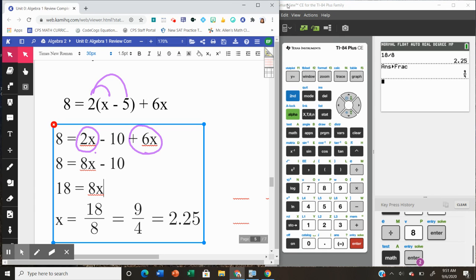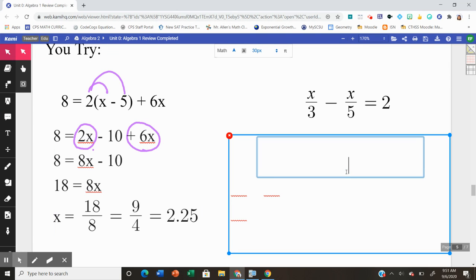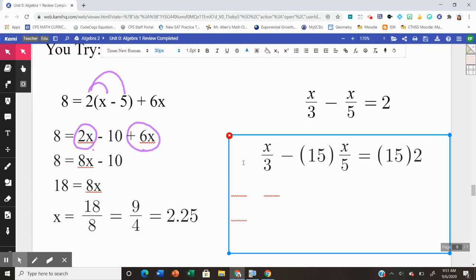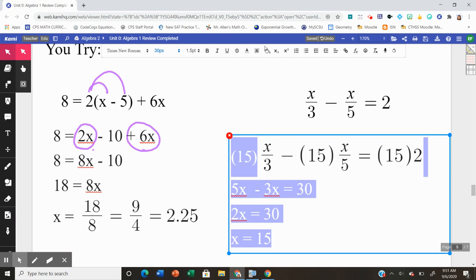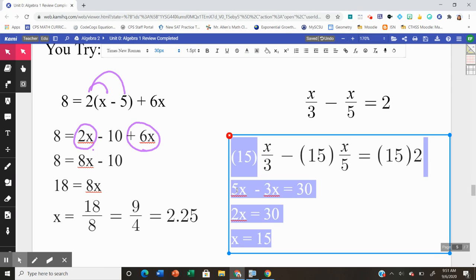If we look back over to our second example now, we see that we have two separate denominators. We have a 3 and we have a 5. So 3 times 5 is going to give us 15. So that is why I'm going to use 15 as my lowest common denominator. And I multiplied every single fraction by 15 to start with.